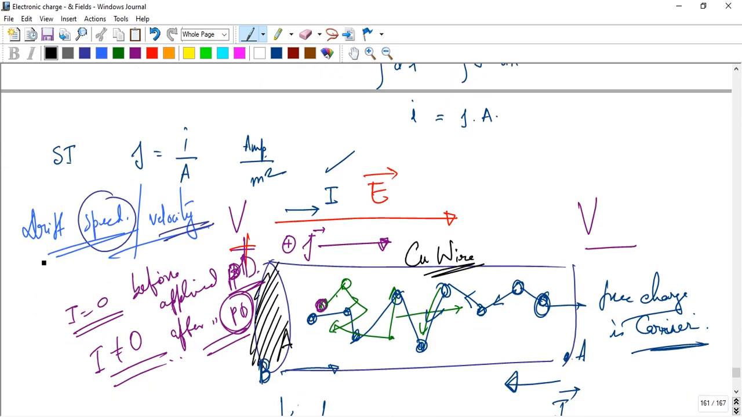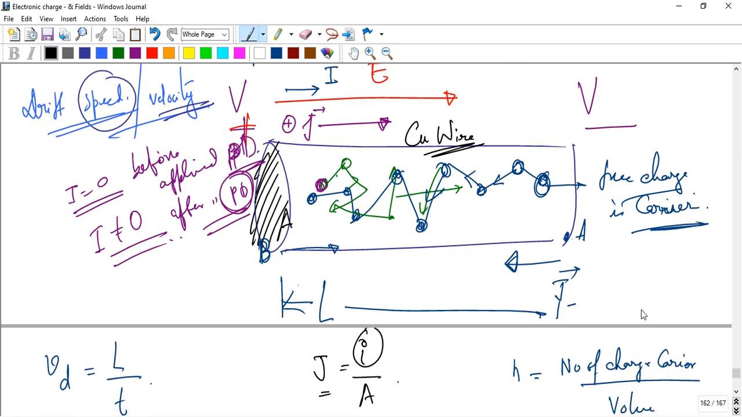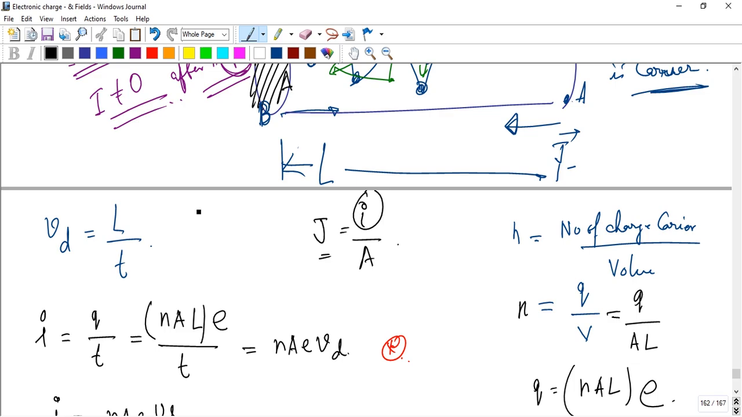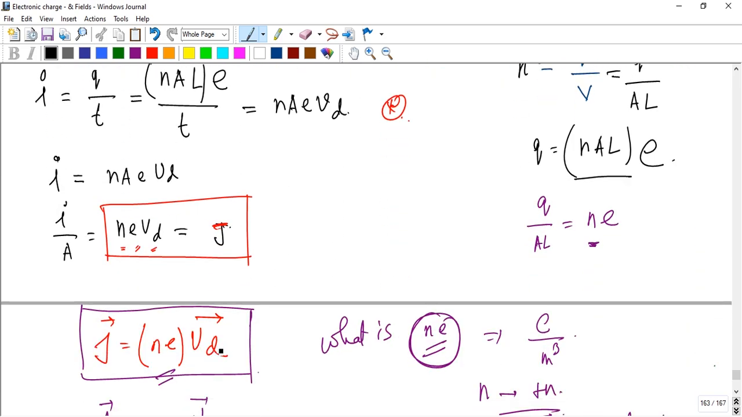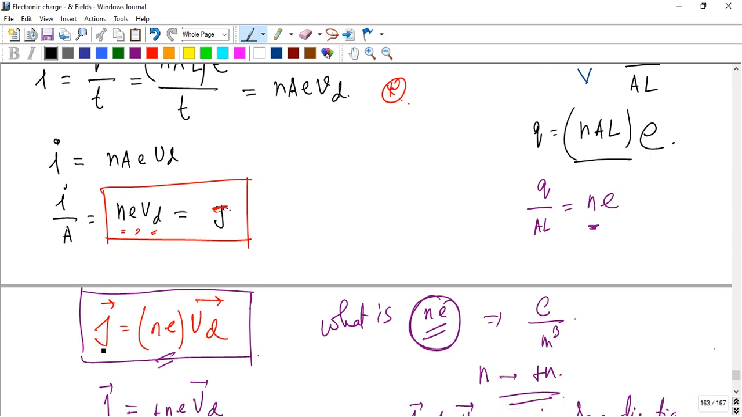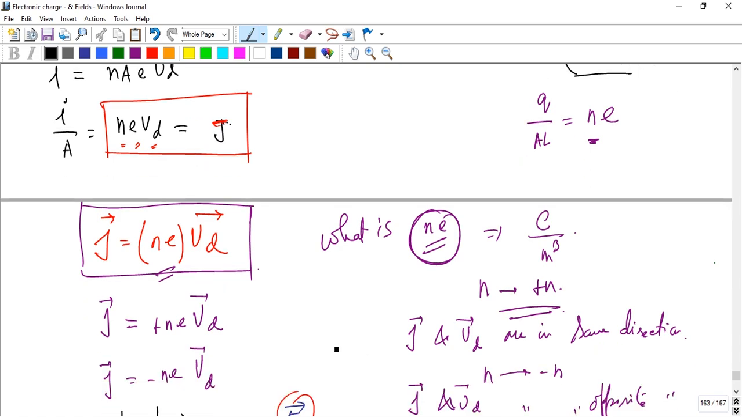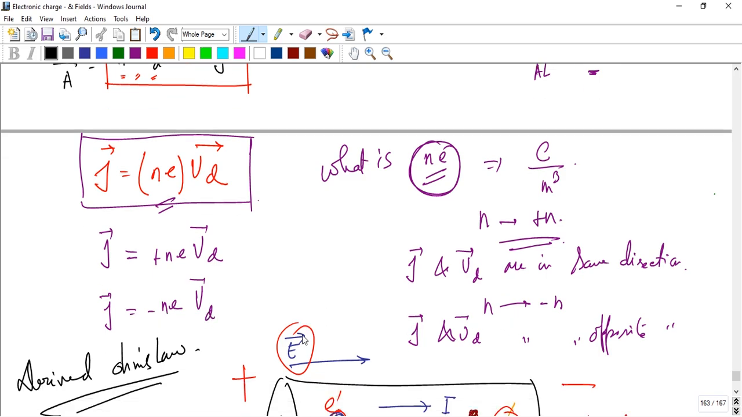Another concept we derived is drift speed and drift velocity. So we cleared that concept: what is drift speed and what is drift velocity. Actually both are the same in magnitude, but velocity has a direction. We also derived the relation between current density and drift velocity, and what the direction of J and Vd is depending on the free charge carrier. If the charge carrier is positive, J and Vd are in the same direction. If the charge carrier is negative, meaning the electron, both are in opposite directions.